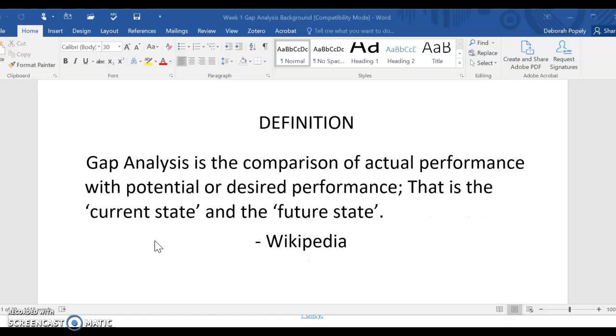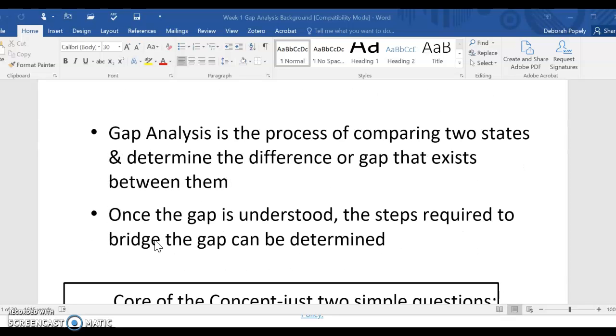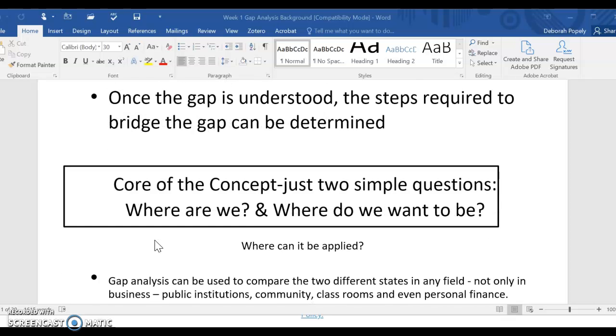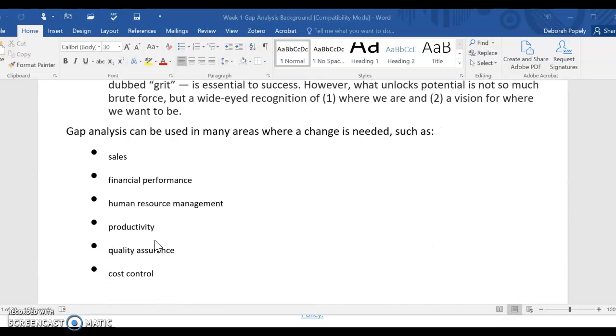So a gap analysis, again, is a comparison of actual performance with potential or desired performance. We usually talk about this in terms of the current state and what the future state is that we want to achieve. So you're comparing the two states. I'm going to go through this and come down to this point.